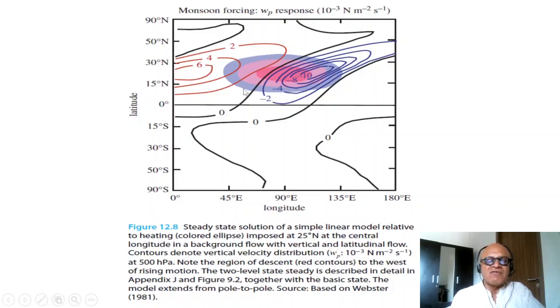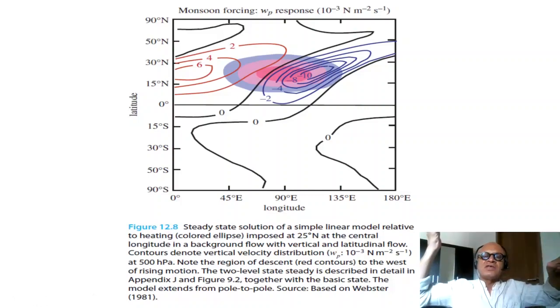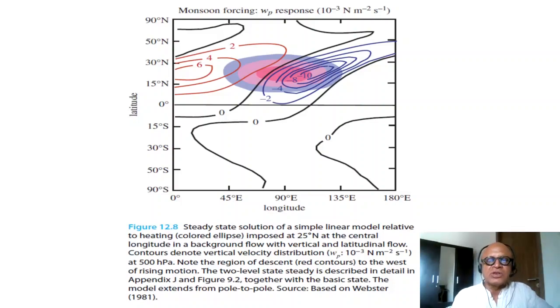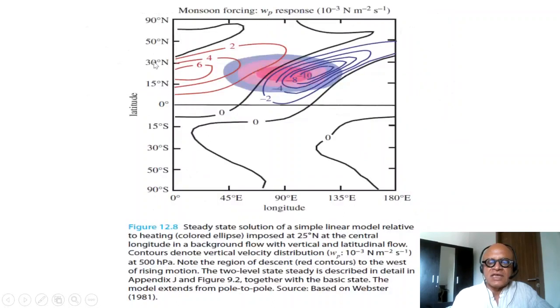So we are basically on the 500 hectopascal surface, and we are looking at the heating and its impact in terms of the rising motion where the heating is, and how the heating causes a sinking motion to the west of it through this Rossby wave monsoon desert mechanism as it is known now. Okay, so this is two-level steady state described in Appendix J and Figure 9.2 together with the basic state. So this is our Figure 9.2, which showed the basic state.